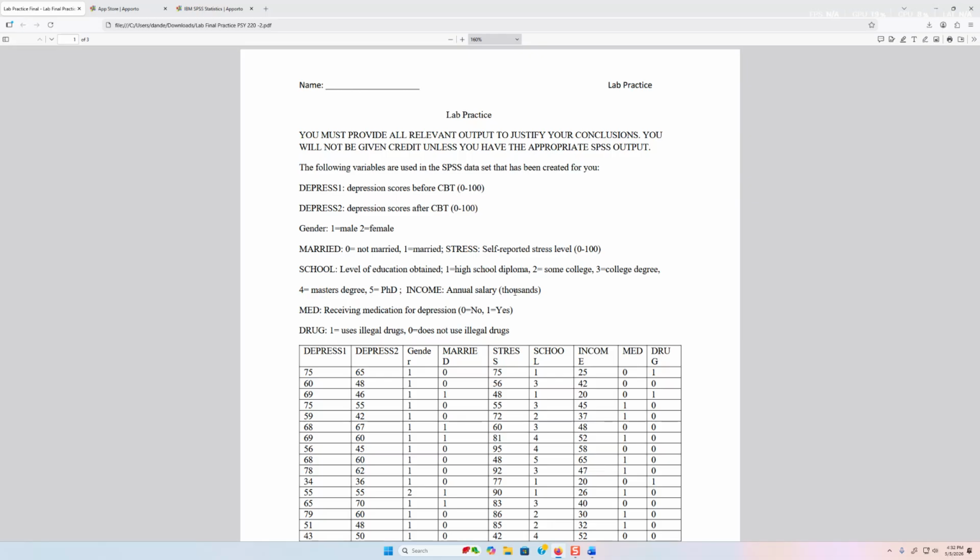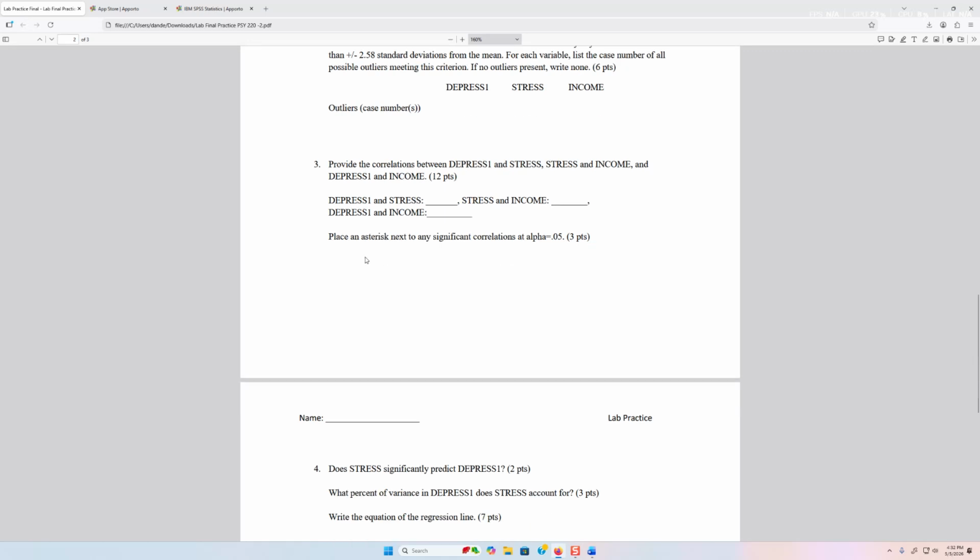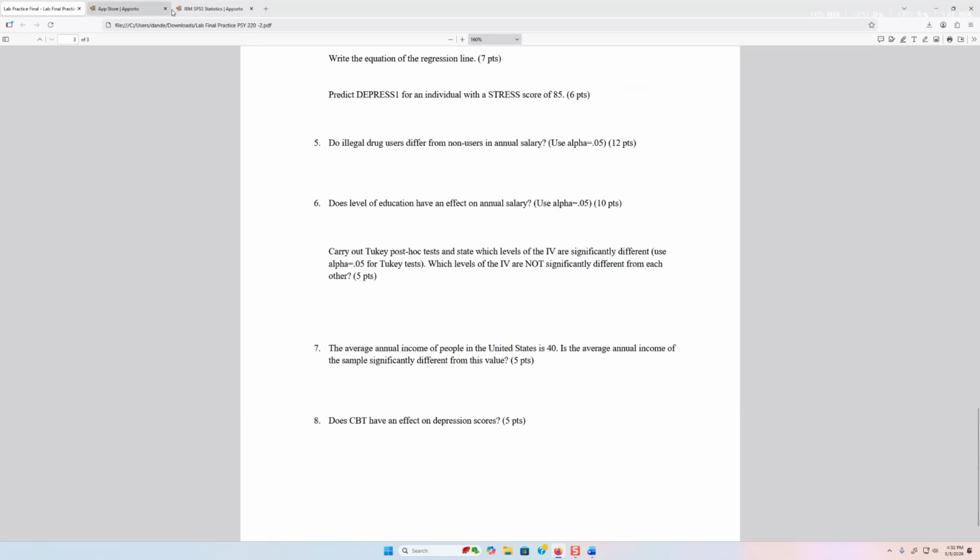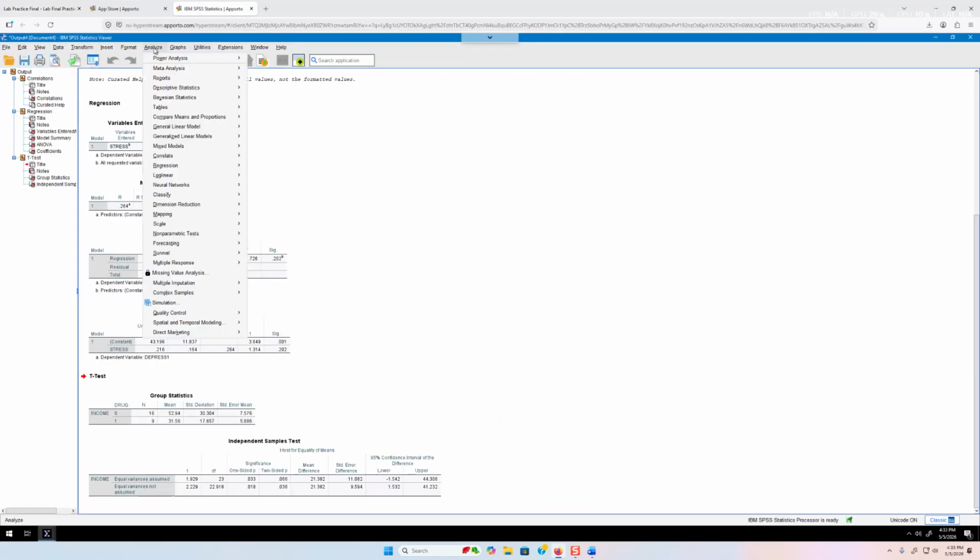So if I have 5 groups, I can't do a t-test because a t-test is only 2 groups. So more than 2 groups is always ANOVA. So I'm going to do the one-way ANOVA with education as my between groups factor, my independent variable. So let's do that for number 6. Analyze, compare means, one-way ANOVA.